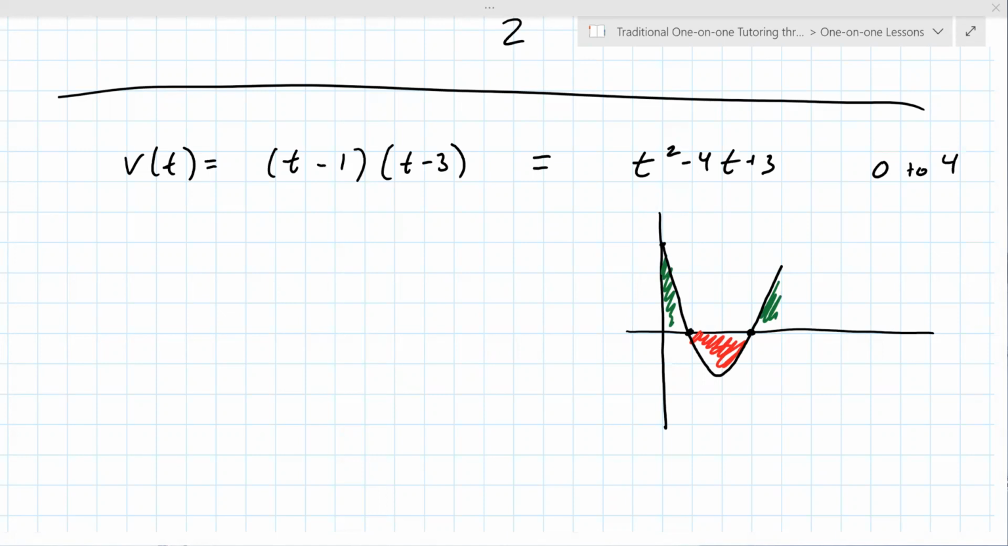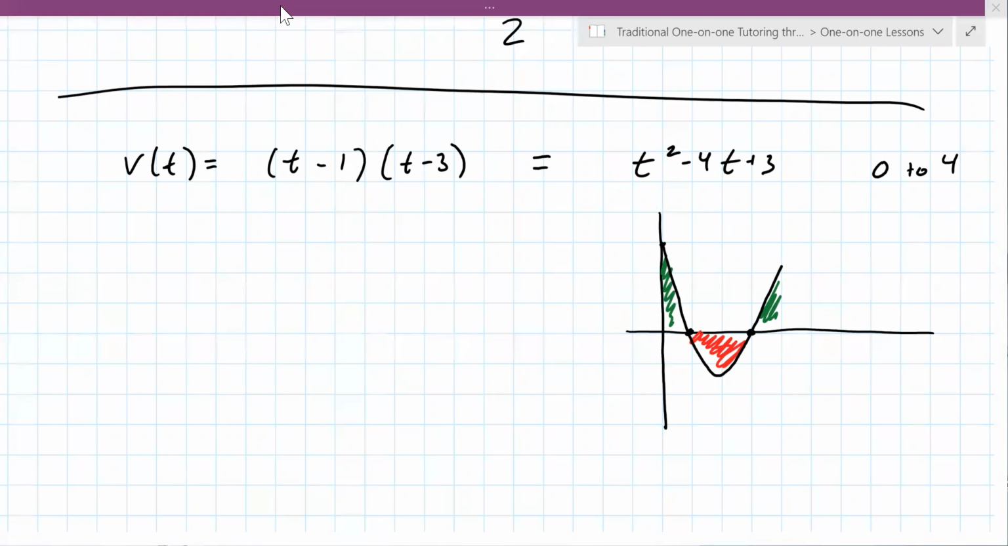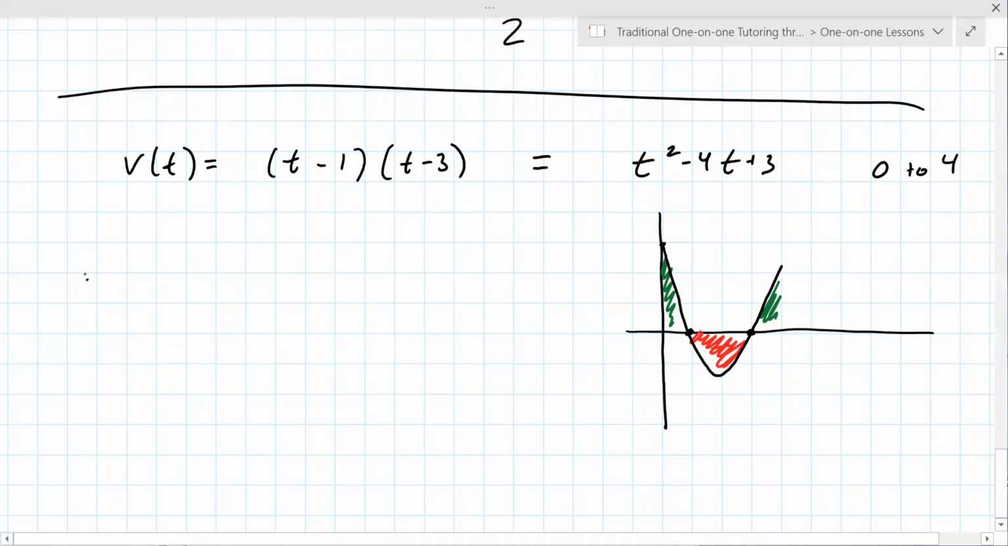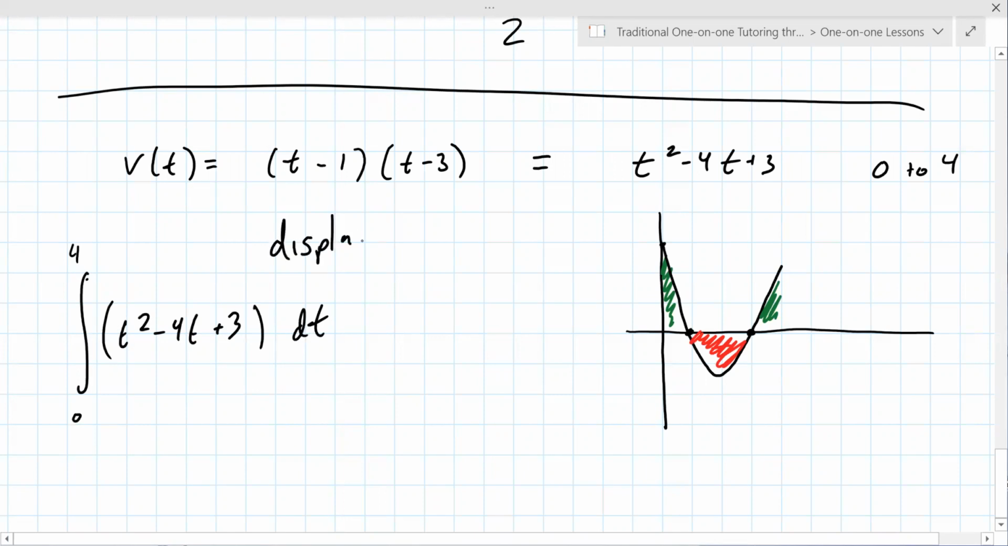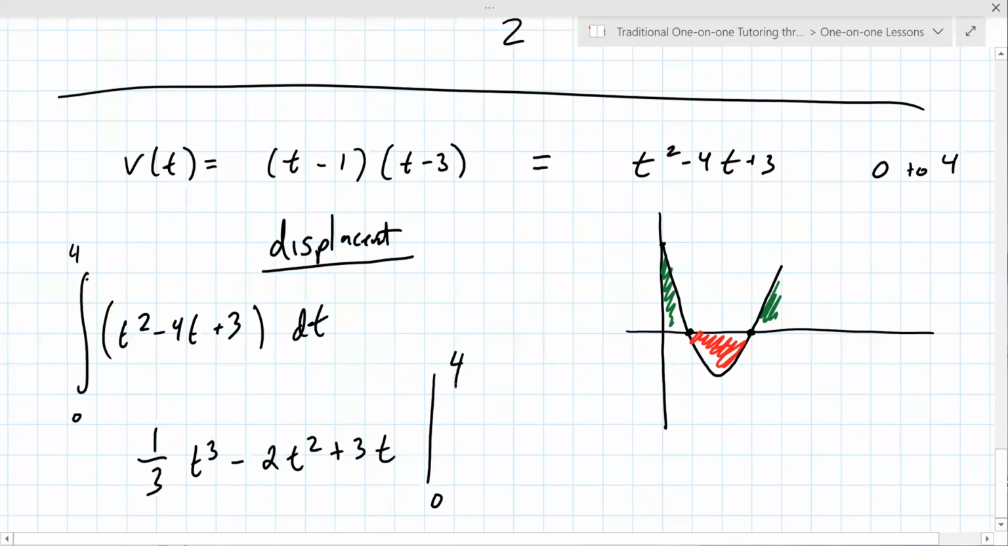Now, if we wanted to find the displacement, we would integrate t squared minus 4t plus 3 from 0 to 4. Now I should be writing this down. This is displacement, so we should do that first. So it's t cubed over 3 minus 4t, no wait, 2t squared.